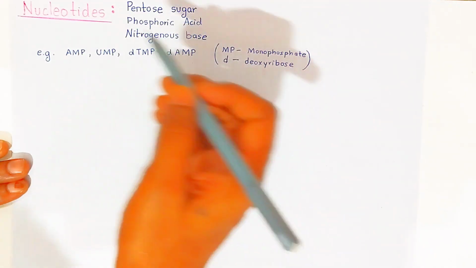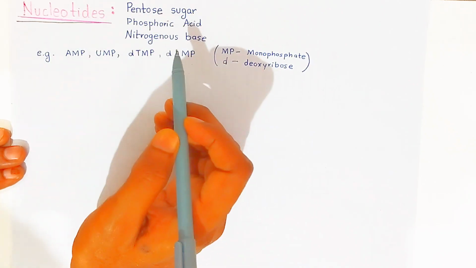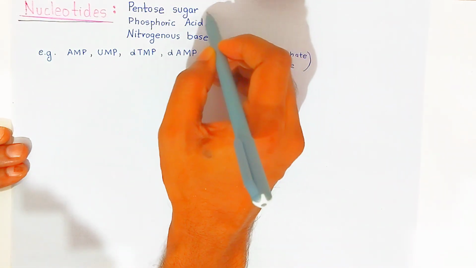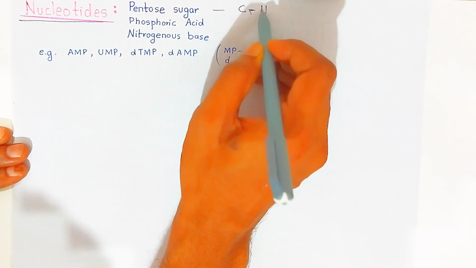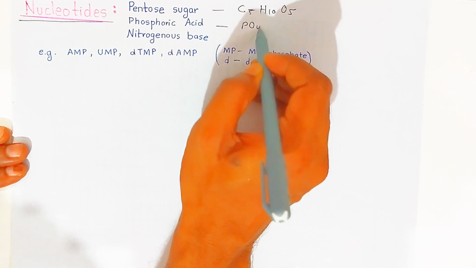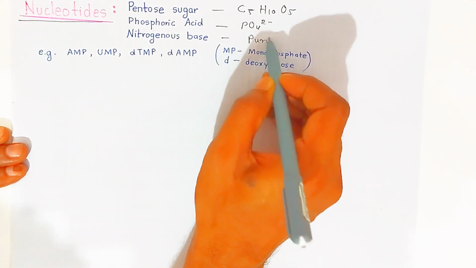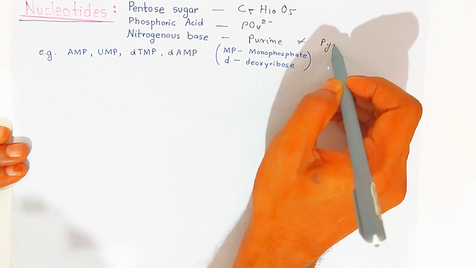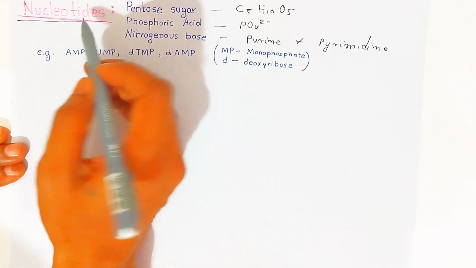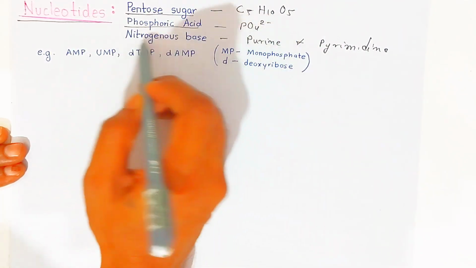Nucleotide, students: I already told what a nucleic acid is. It is a polymer of nucleotides. Understanding, students? Now this nucleotide contains phosphate, pentose sugar, that is C5H10O5, and phosphoric acid, that is PO4 2 minus, and nitrogenous bases, which you already know, purine and pyrimidine. So a nucleotide is made up of pentose sugar, phosphoric acid and nitrogenous base.